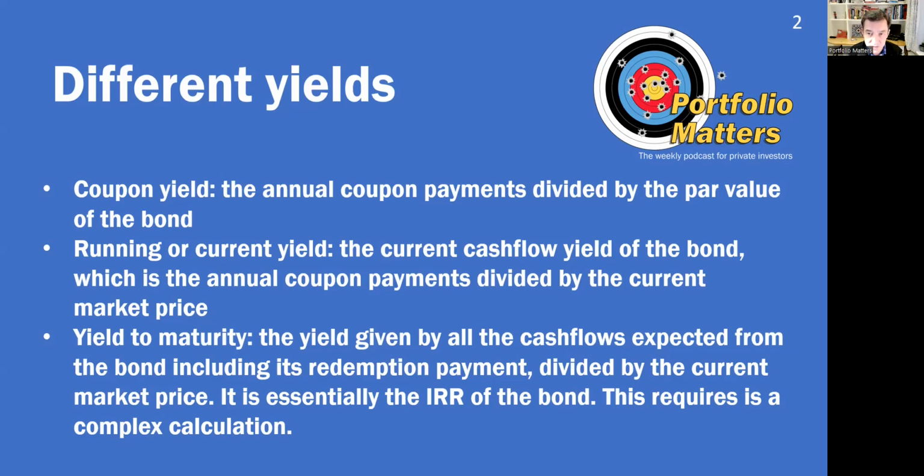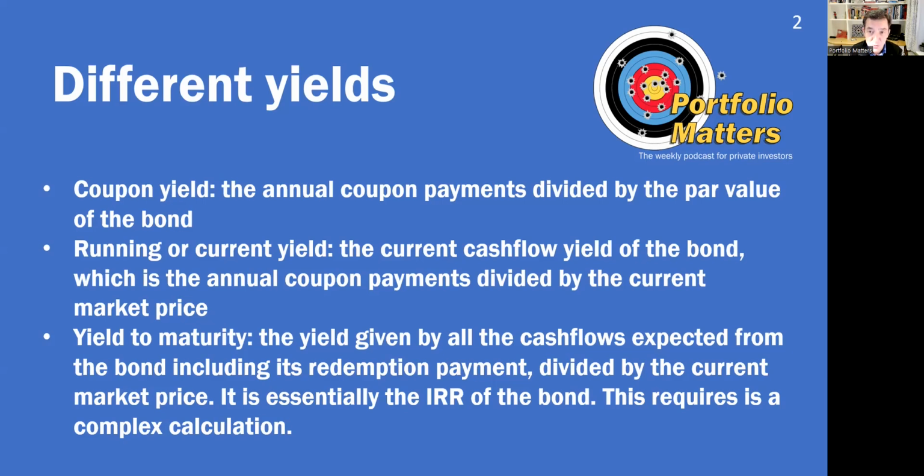The running or current yield is the annual coupon payments divided by the current market value of the bond and is essentially the cash flow yield of the bond. The yield to maturity is the yield you will get from holding the bond to its redemption date and includes the return of principal on the redemption date. Now, the first two are relatively easy to calculate. The yield to maturity requires some calculation.